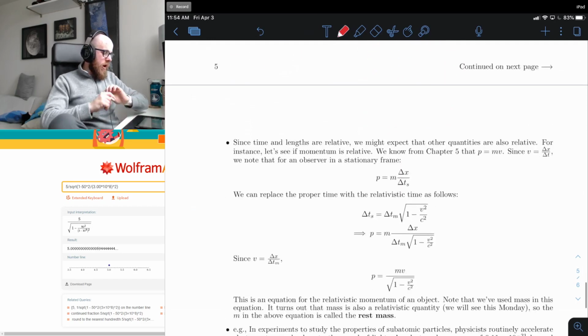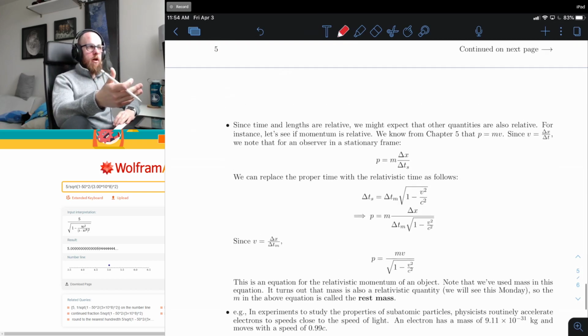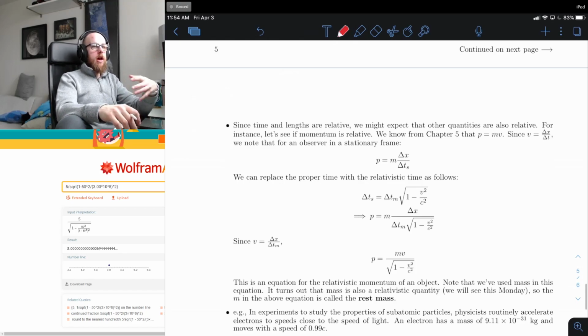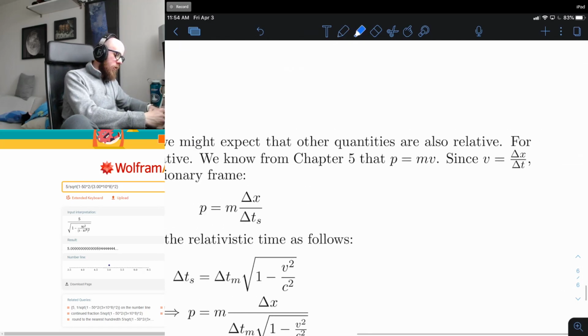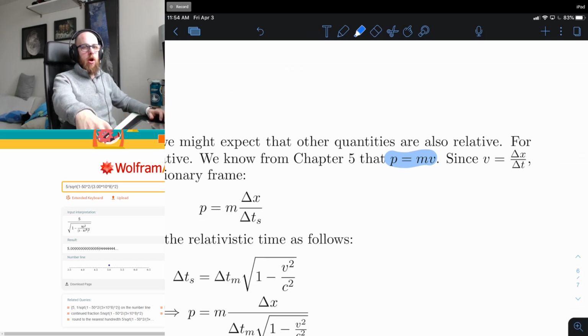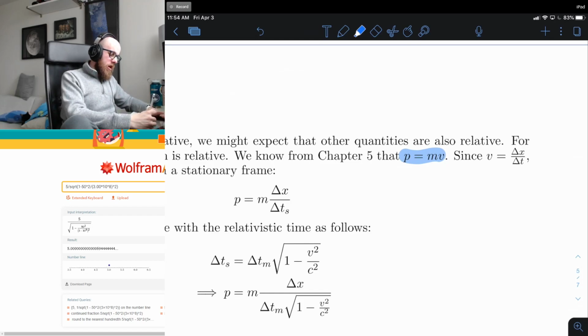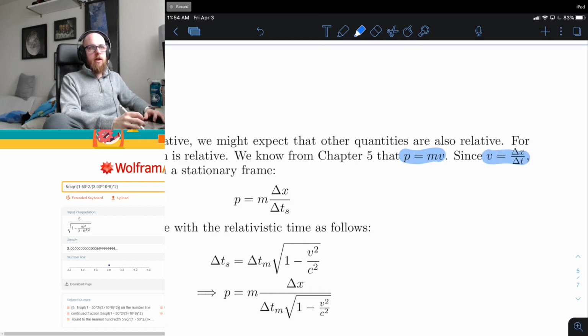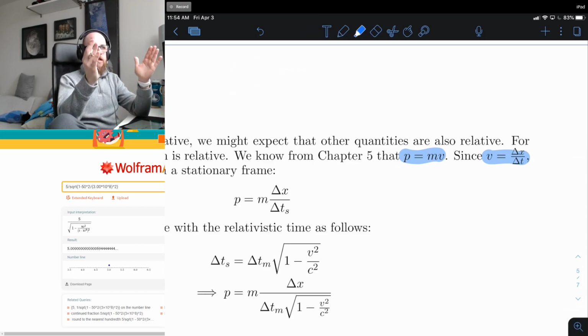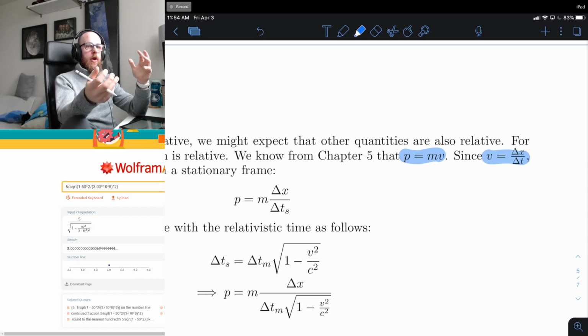All right, so last thing here. Since time and length are relative quantities, we might expect that other quantities that we've encountered earlier in the course are also relative. So remember that from chapter 5, we had a formula for momentum, right? Momentum was equal to the product of mass and velocity, okay? Now, since the speed at which an object is traveling depends on the distance that it travels and the time that it takes to travel, it depends on time, right? So already right there, we would expect momentum to also be some sort of relativistic quantity, right?